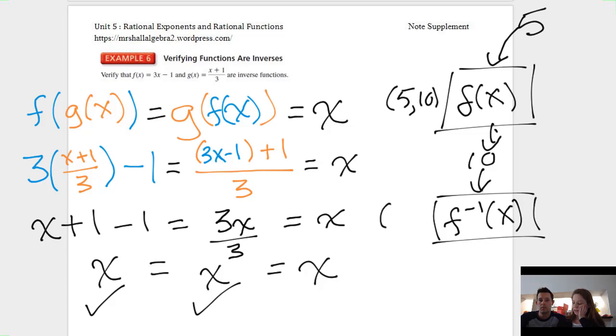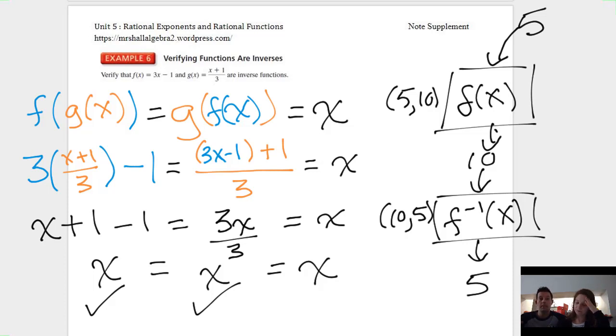And then if I'm putting 10 in, and this is really an inverse, then the ordered pair should be 10, 5, and out should come 5, which is the x that you started with. Because f and f inverse are like multiplying and then dividing. Those are inverse operations, right? We get back what we started with.